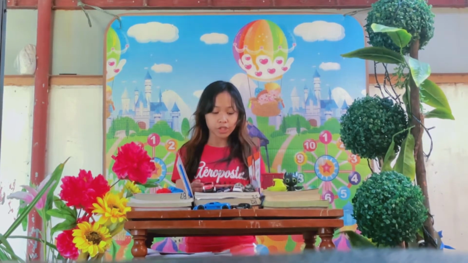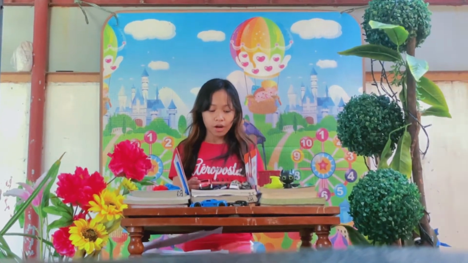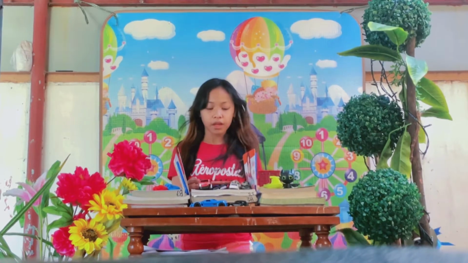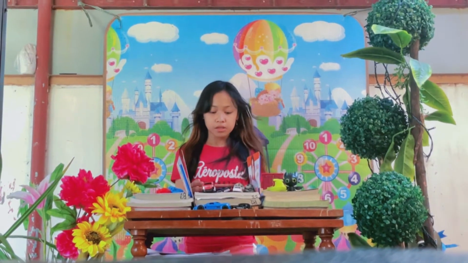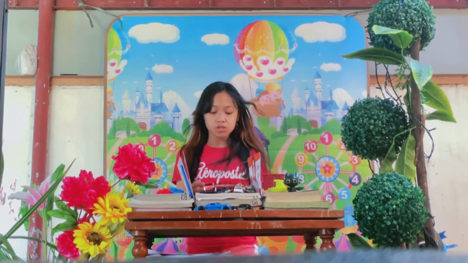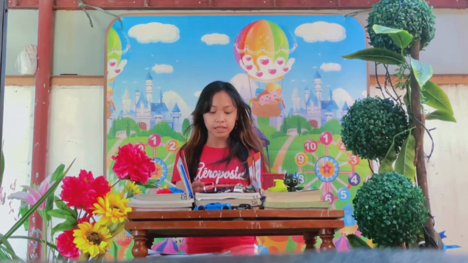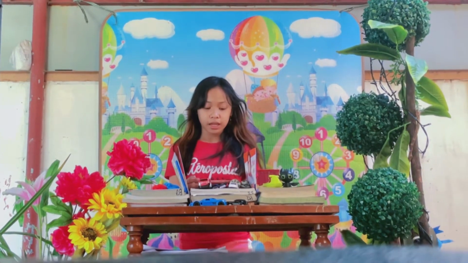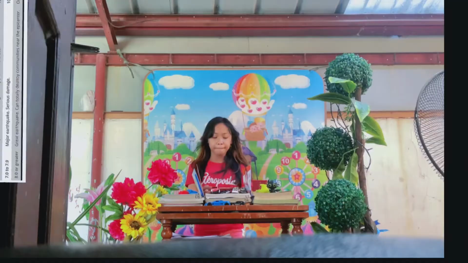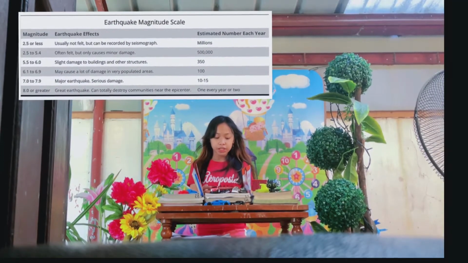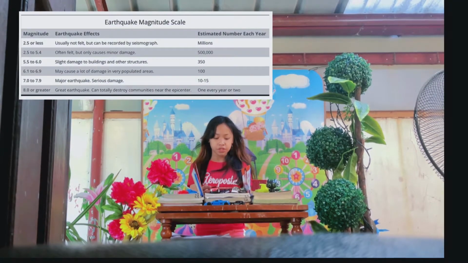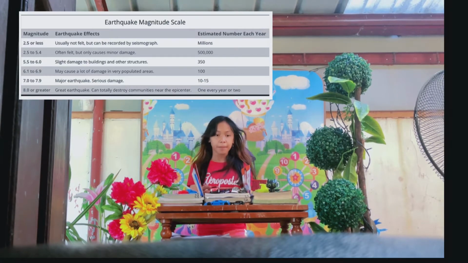How do we measure earthquake magnitude? Magnitude scales can be used to describe earthquakes so small that they are expressed in negative numbers. The scale also has no upper limit. Earthquake magnitude scales. Magnitude 2.5 or less: usually not felt, but can be recorded by a seismograph. It can happen millions of times a year.